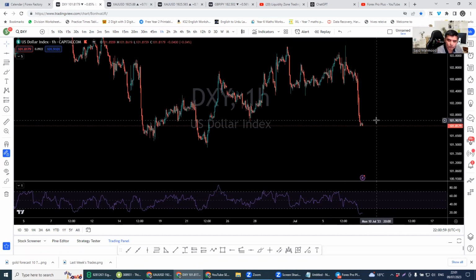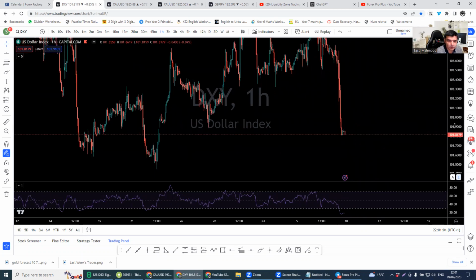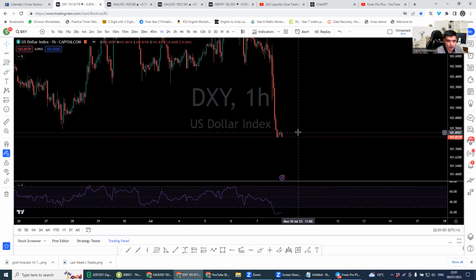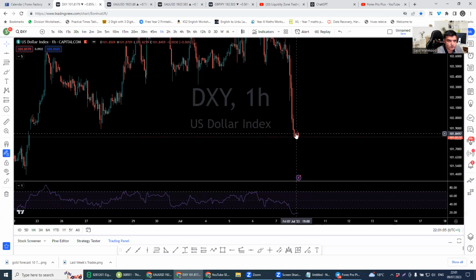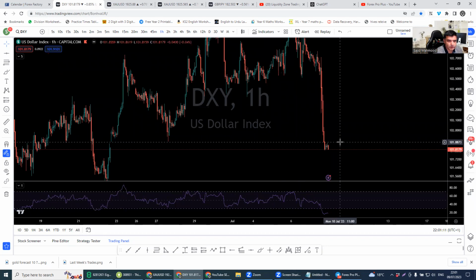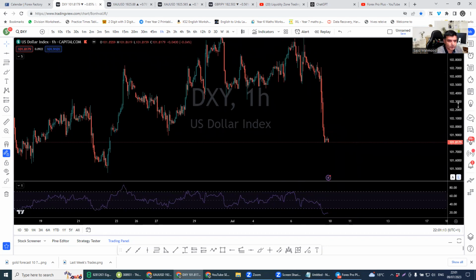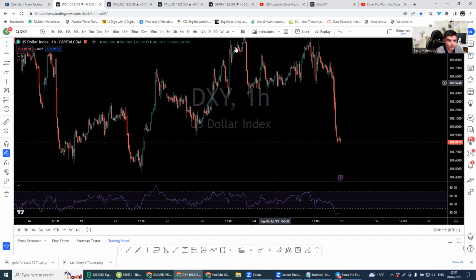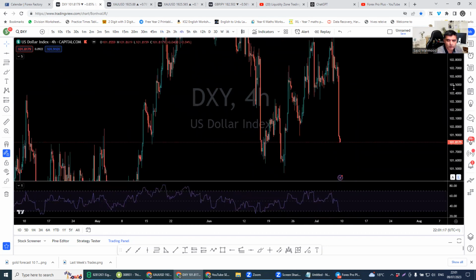Dixie is coming down very fast. And this evening star in 1 hour shows it's a kind of retest as well. It looks like it came up to this level. Let's see what's happening in 4 hours.